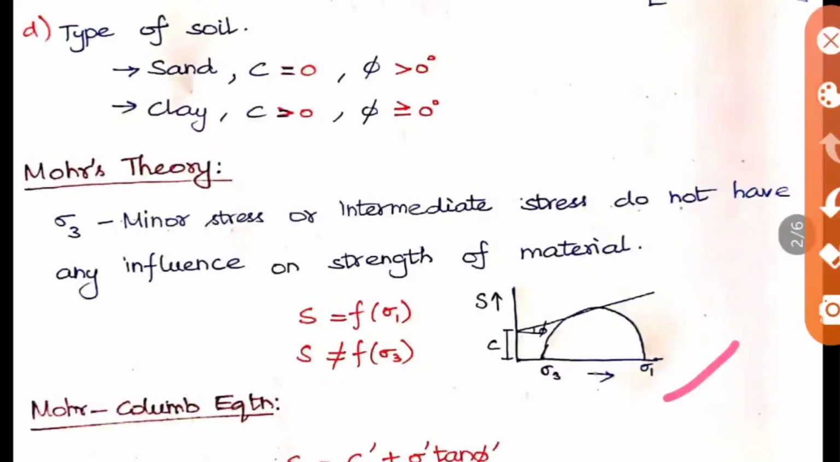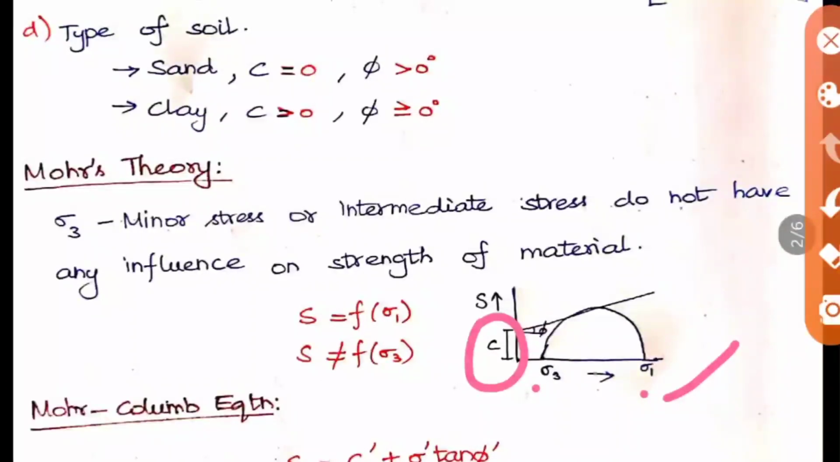So here sigma 3 will be your minor stress and sigma 1 will be your major stress. And this plane will always have a cohesion here, which is in the direction of the strength. As we saw in Coulomb's theory, S is equal to C plus sigma tan alpha. Here the C can be there or cannot be there, based on the type of the soil. So this is a general diagram given here.